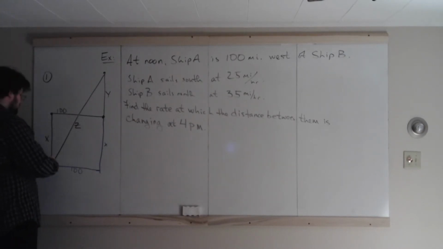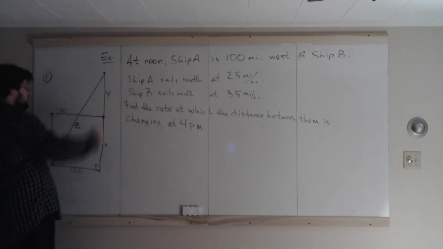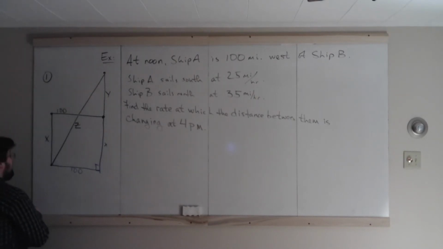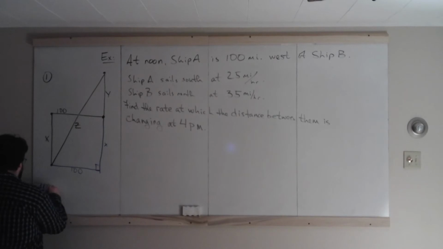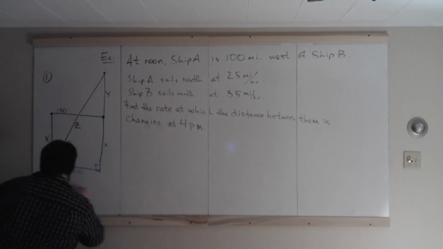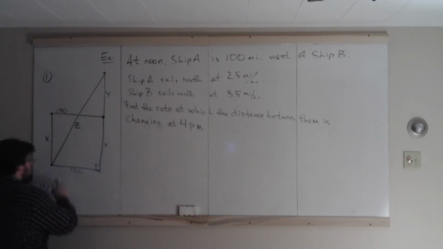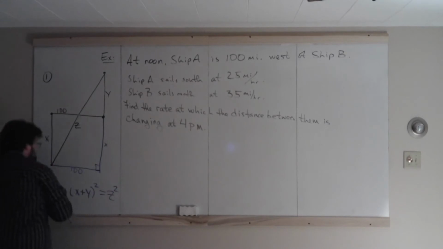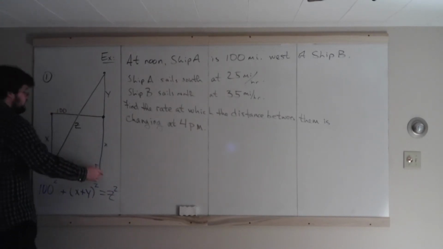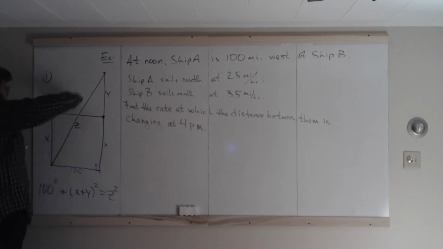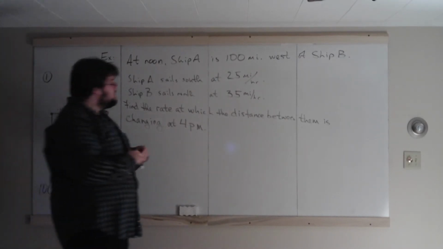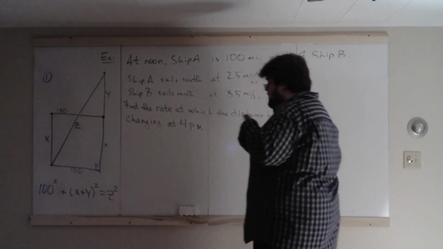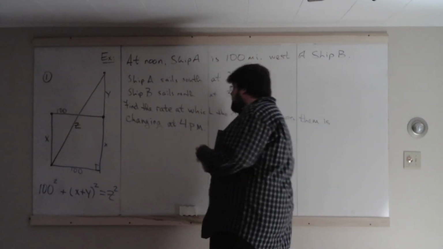What is the equation? Well, we're going to use Pythagorean Theorem on this big triangle. So what do we get? We have 100 squared plus that side squared, so plus X plus Y squared equals hypotenuse squared. So we have the bottom is 100. This side is X plus Y. Hypotenuse is Z. So we have 100 squared plus (X plus Y) squared equals Z squared. Well, that's great.